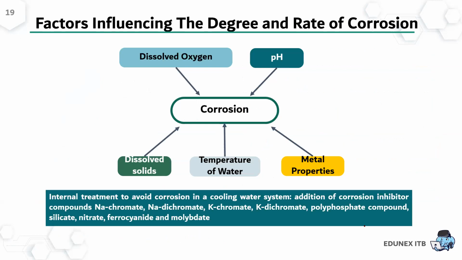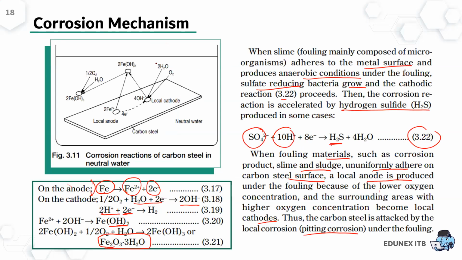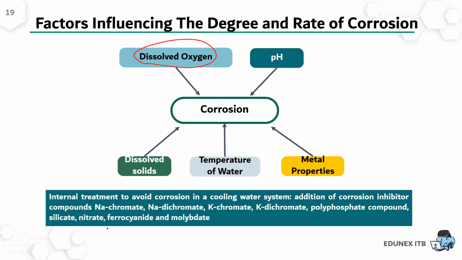But before going to the mitigations, these are the factors that influence the rate of corrosion. First, we have oxygen. Why can oxygen be the main problem here? Because we can see from the reactions that if we have oxygen, it will create corrosive compounds, which is iron oxide hydrate. That's why dissolved oxygen must be controlled in the cooling water system.